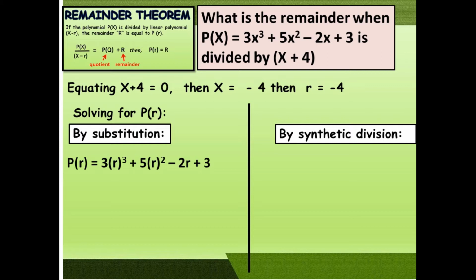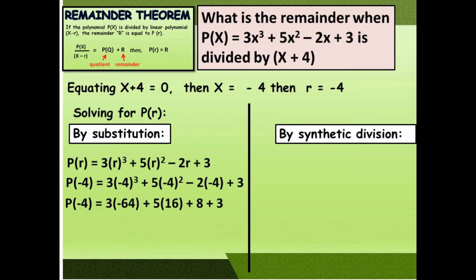So, this is the given polynomial. Okay. So, since r is negative 4, so we can write now p of negative 4 is equals to 3 times negative 4 to the third power plus 5 times negative 4 squared minus 2 times negative 4 plus 3, since r is equals to negative 4.